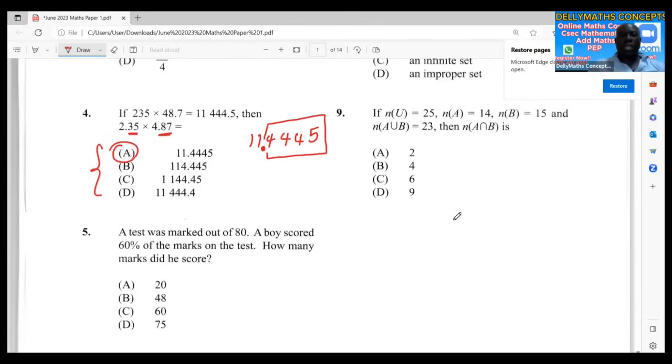Another quick way you could look at this is, imagine you're multiplying 2.3 times 4 point something. Technically, this is like a 2 and a little bit times almost 5. So your answer will be very near to 10, and there is only one answer that is close to that.